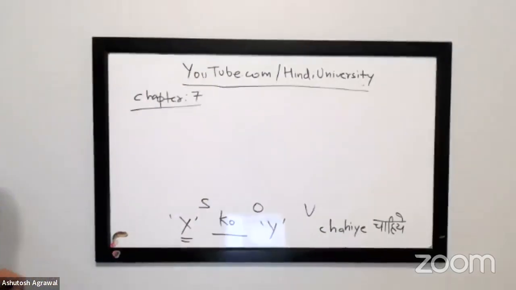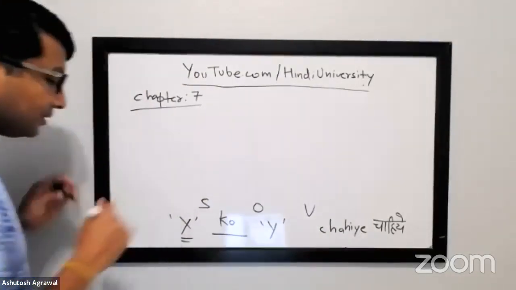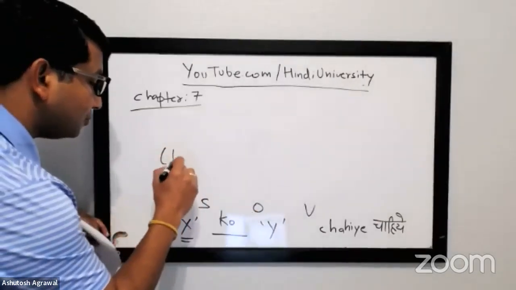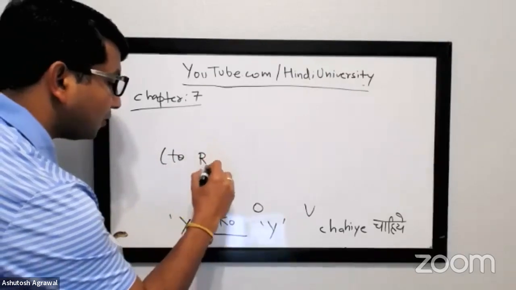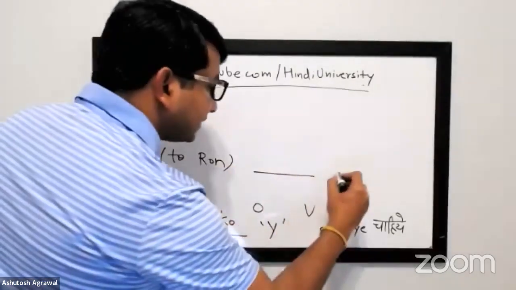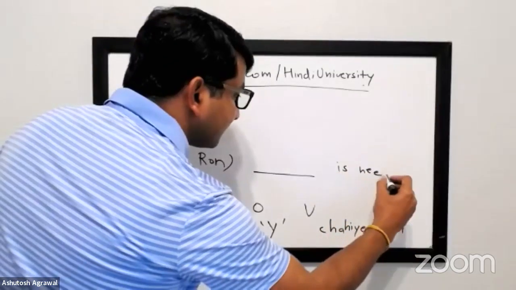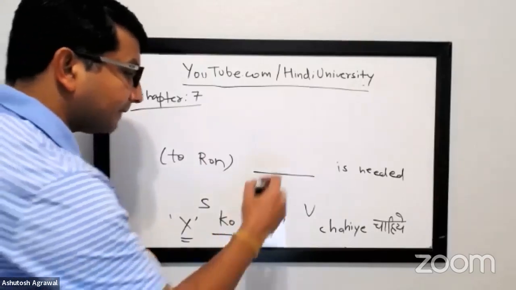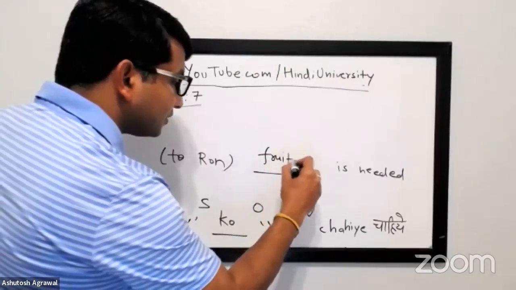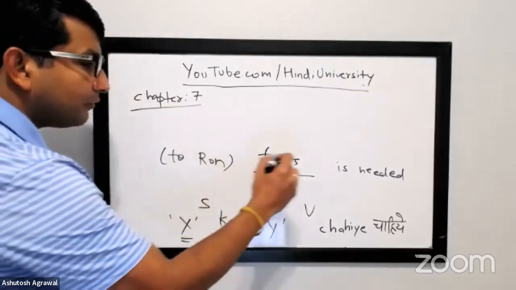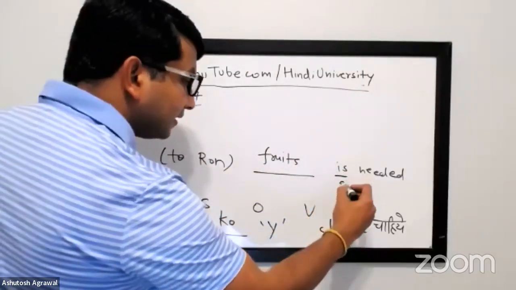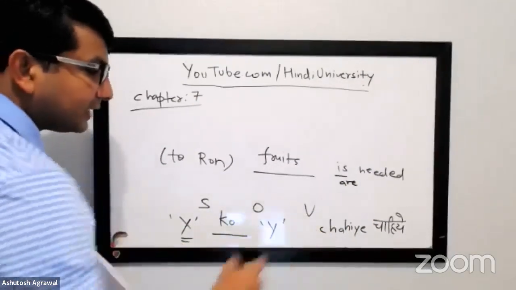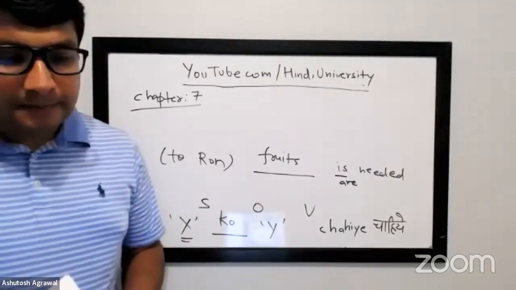Okay, the literal translation is to the subject, or let's say to Ron, something is needed. That's how it will completely translate. So if you want to say Ron needs fruits, the literal translation would be to Ron, fruits are needed or is needed. If there's one fruit, in Hindi it would be Ron ko fruits chahiye or Ron ko phals chahiye.